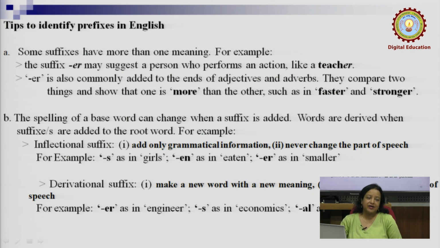For example, we have two types. The inflectional suffix adds only grammatical information and never changes the part of speech, as in girls, en as in eaten, er as in smaller. Now, we have the derivational suffix which makes a new word with a new meaning and usually changes the part of speech, for example, er as in engineer, ics in economics, and el as in personnel.